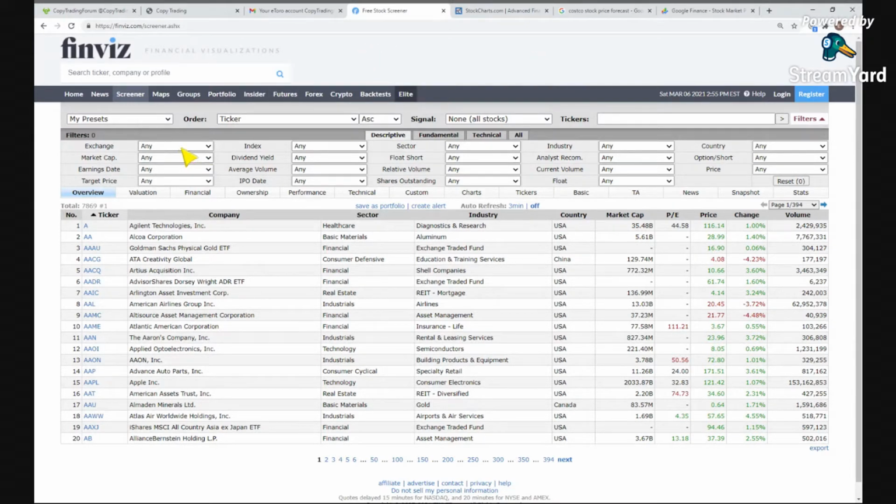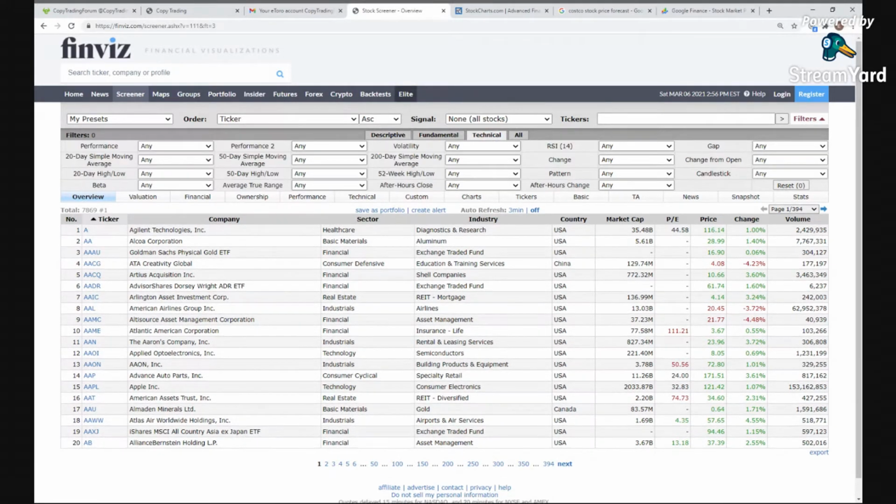So to start off, you can select the exchange, but today I'm going to go with any exchange. I usually just trade stocks on the NASDAQ, which is my favorite, but today I'm just going to press any, and then I'm going to click on the technical part. So that's the descriptive part. I don't even change anything in there. I go to the technical chart and I click on it. And then you see over here RSI. And I'm going to explain that later on.